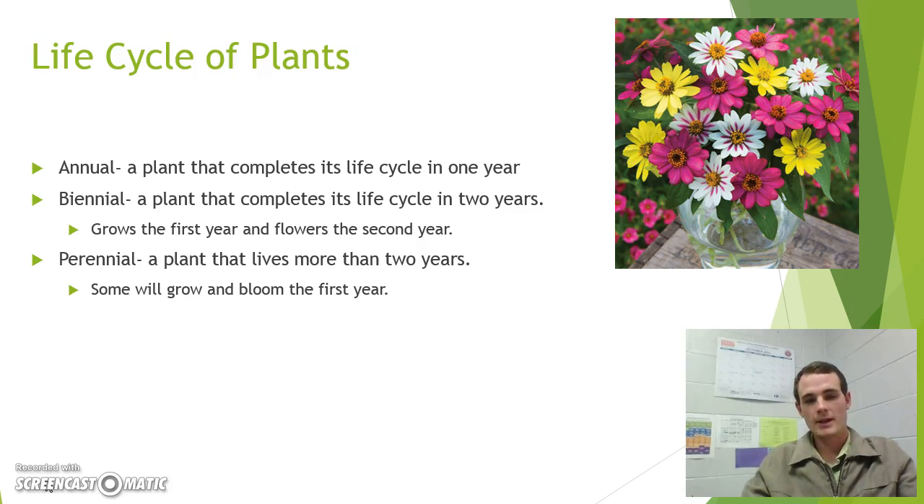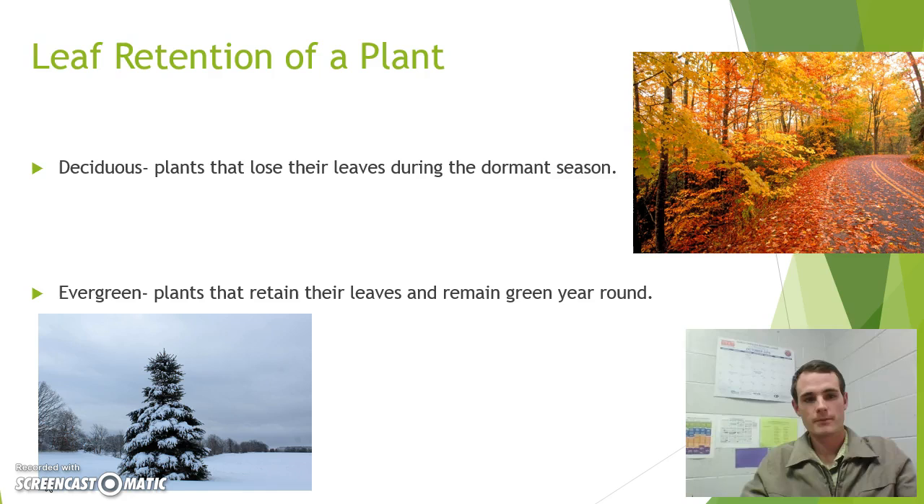A perennial is a plant that lives for more than 2 years. Some will grow and bloom in the first year, but many of them won't. This plant will continue to die back or even stay alive for more than 2 years. Next, the leaf retention of a plant.